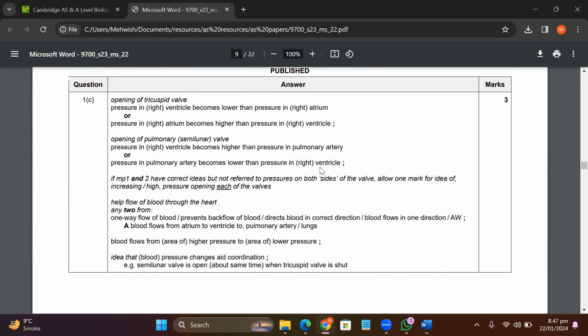Pressure in the right ventricle becomes lower than the pressure in the right atrium. मैंने कहा right atrium squeezes, or you can say it contracts and causes the pressure build in the right atrium, right, as compared to the right ventricle. That's why, because of the pressure, the valves will get open.